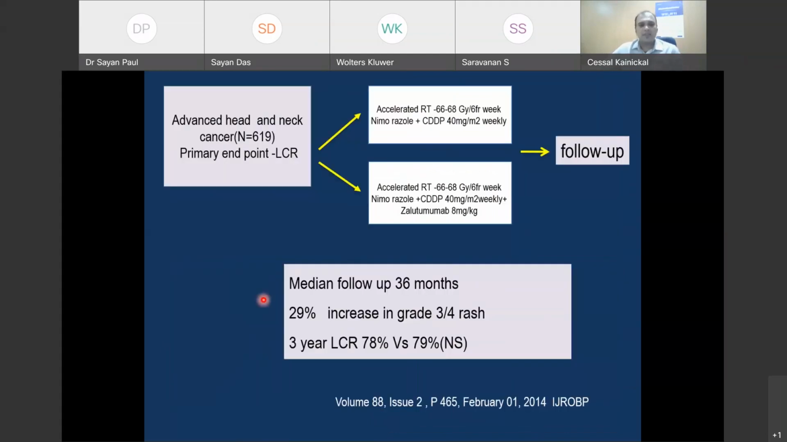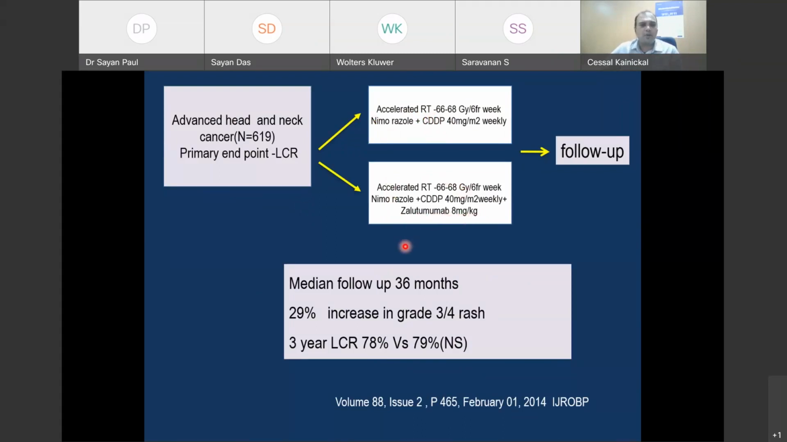The third trial is the salitumab trial by the DAHANCA group. To the best of my knowledge, this paper has not been published so far. This was presented at the ASTRO Head and Neck Symposium held in February 2014. This was accelerated radiotherapy. You know that DAHANCA follows accelerated radiotherapy, 6 fractions per week, plus nimorazole, plus weekly cisplatin, the same chemoradiation plus salitumab given at 8 milligram per kg. So this was the design.